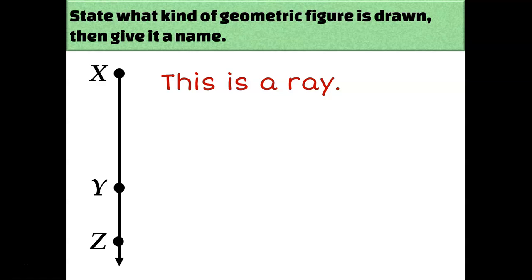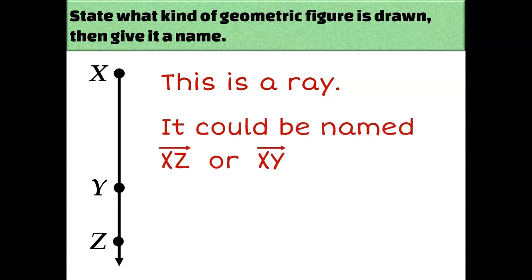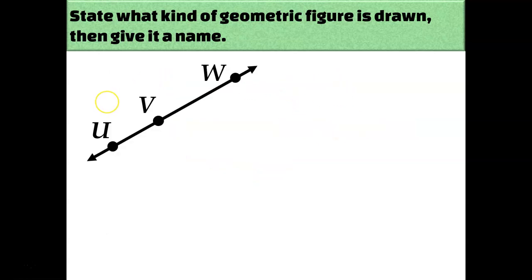In order to name a ray, you have to write the endpoint's name first. So no matter what name I choose to give this, X has to be written first. And then after that, I'll write either of these 2 points next. So I can either call it XZ or XY. And both of these names I wrote a ray pointing to the right on top of the letters. So these are the 2 correct names that I could give to this ray.